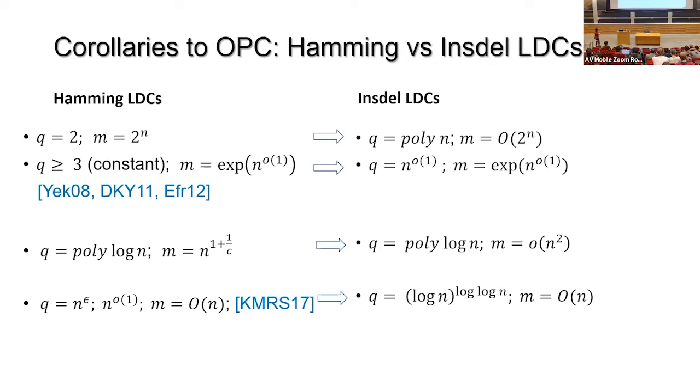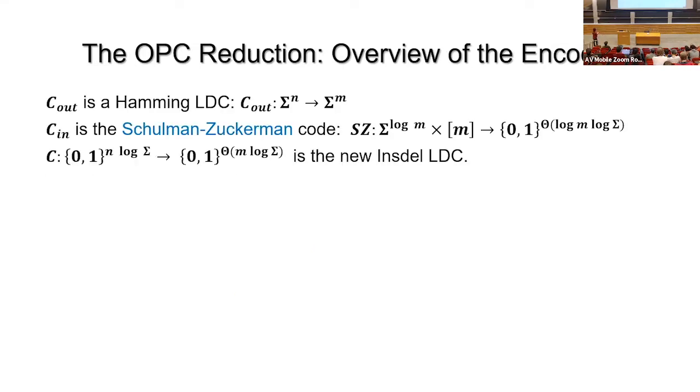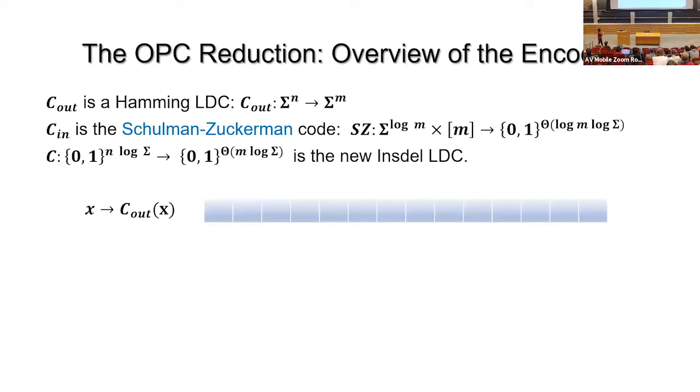I'll talk a little bit about the reduction itself to get more intuition about what these codes look like. What they do is take the message and encode it using the outer Hamming LDC. So what does that mean? You can actually recover every bit of the message using Q queries into this code. But we want to make it a bit more robust against Insdel errors.